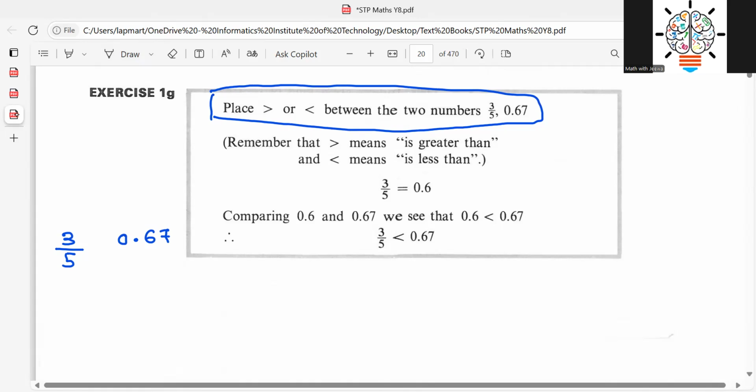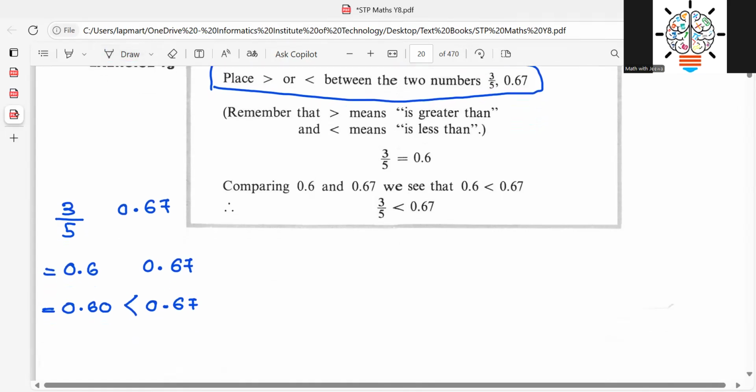So then if you take 3 over 5, I know this is equal to 0.6, and this is 0.67. But again, now I have a problem. Both of them are decimals now, but one number has one decimal place, the other has two decimal places. What I'm doing, I rewrite this as 0.60 and 0.67. Now I can easily see this one is bigger, right? How am I going to write it then?